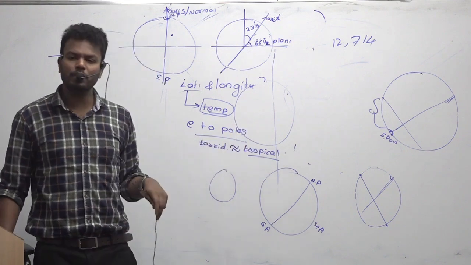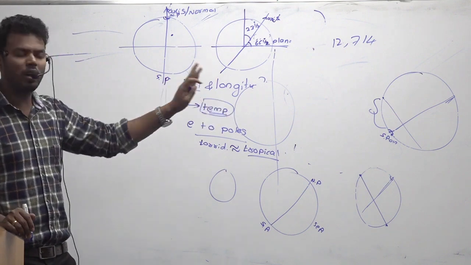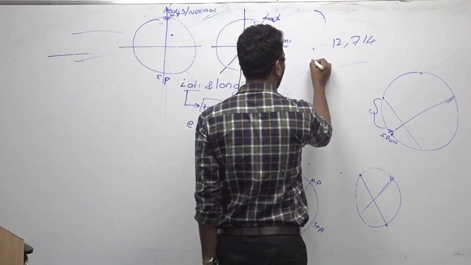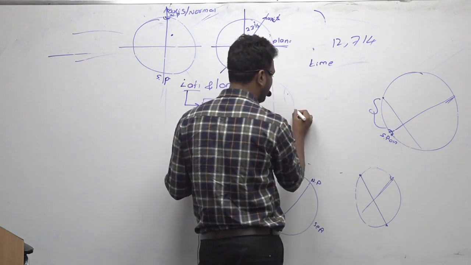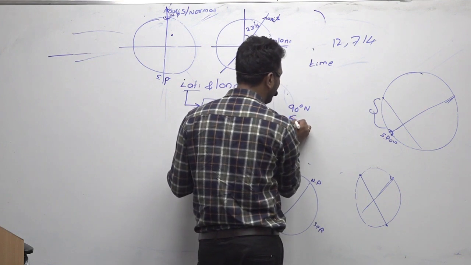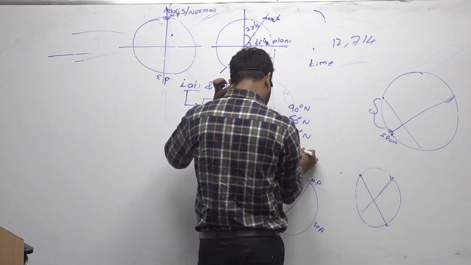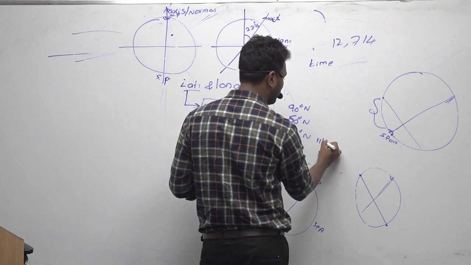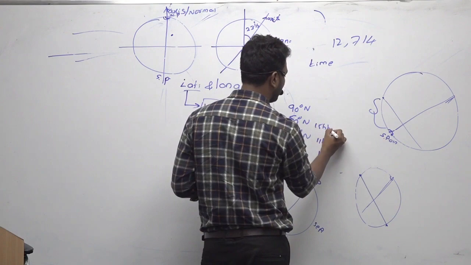Okay, so this is the December. North Pole we discussed, South Pole we discussed, subsolar point we discussed, how it is varying also we discussed. Here you can also write a time scale. What is this? 90 degrees north, 60 degrees north, 40 degrees north, 0 degrees north. Sorry, equator.